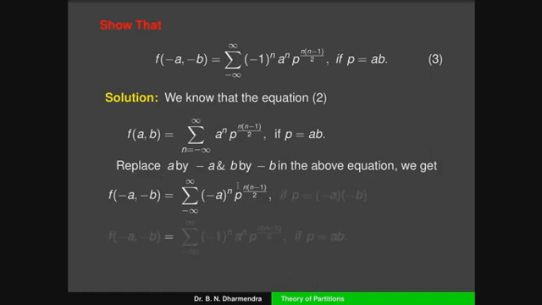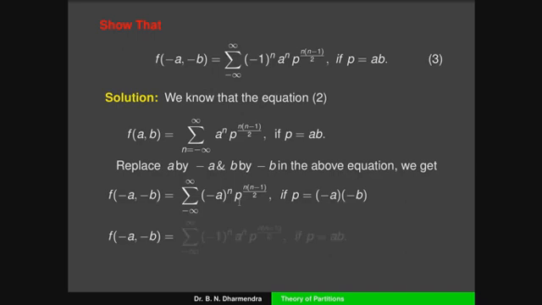This one is unaltered, because both a and b are replaced by minus a and minus b. Therefore p is equal to minus a into minus b, that is ab. When I take the multiple of minus into minus, that becomes plus. So p is equal to ab. So this one is unaltered. The term p is the same.